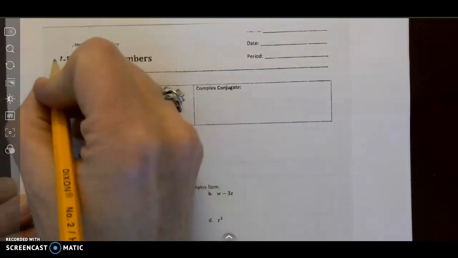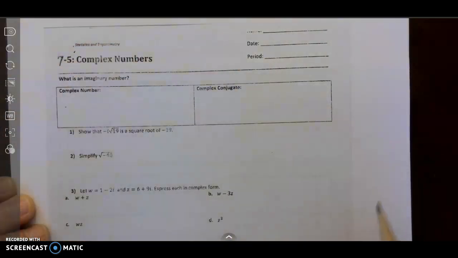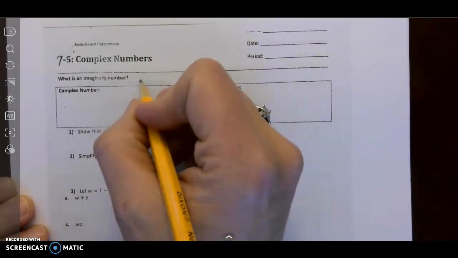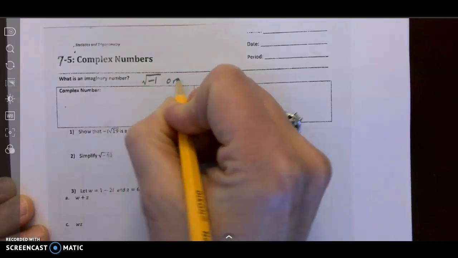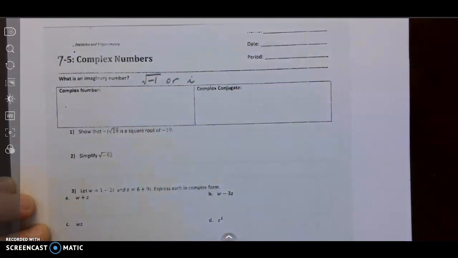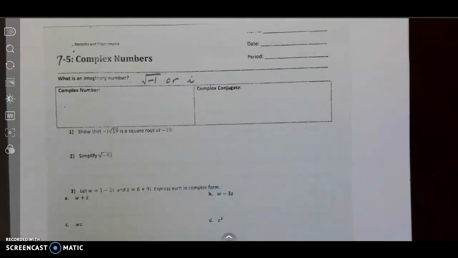So this next section is section 7.5 on complex numbers. What is an imaginary number? An imaginary number is the square root of -1, or what we call i. It's not a real number, it's an imaginary number, or we call it a complex number.